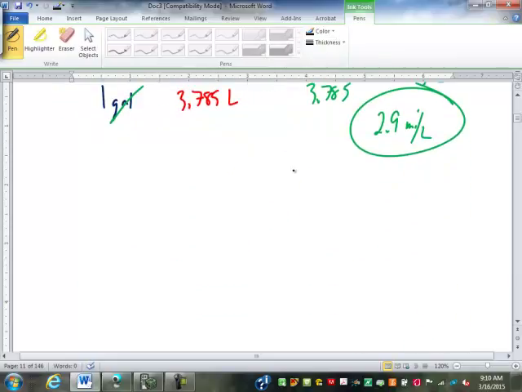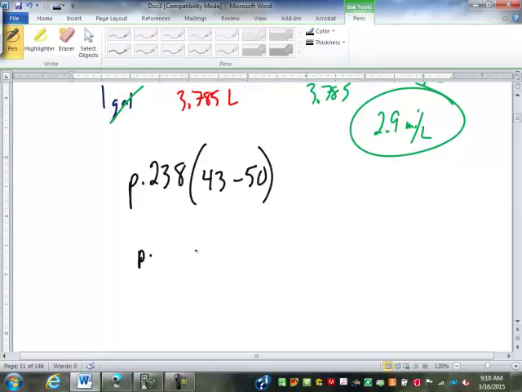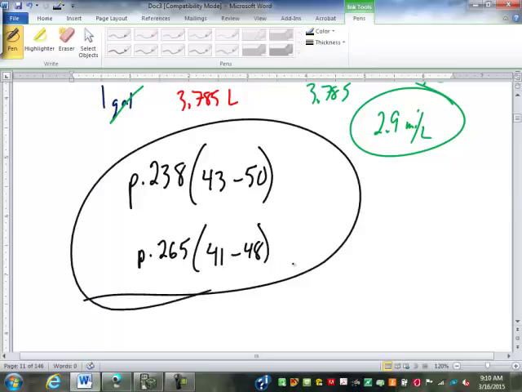Okay, since the quiz took up most of our time, in the packet I gave you, page 238, 43 through 50. Page 265, 41 through 48. Go through our units of capacity.